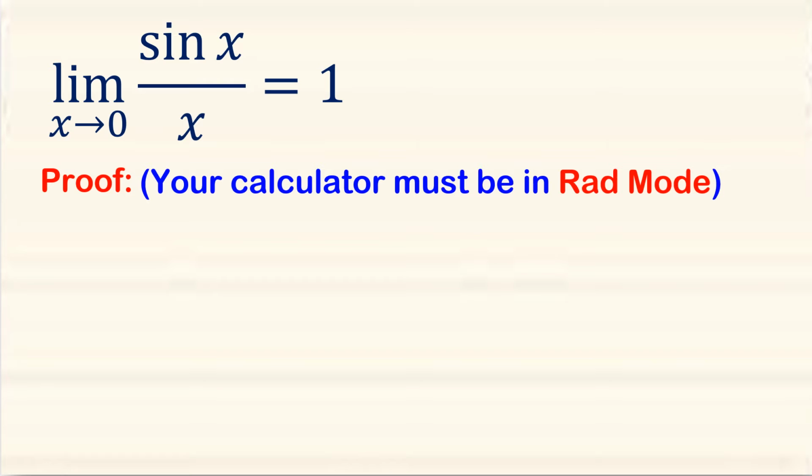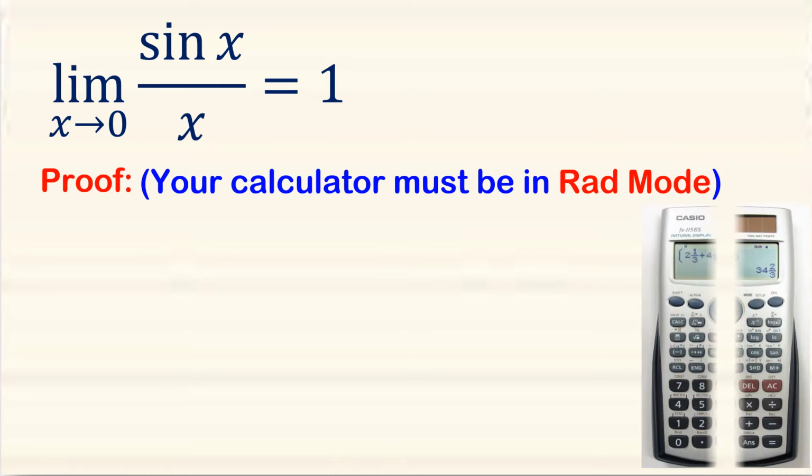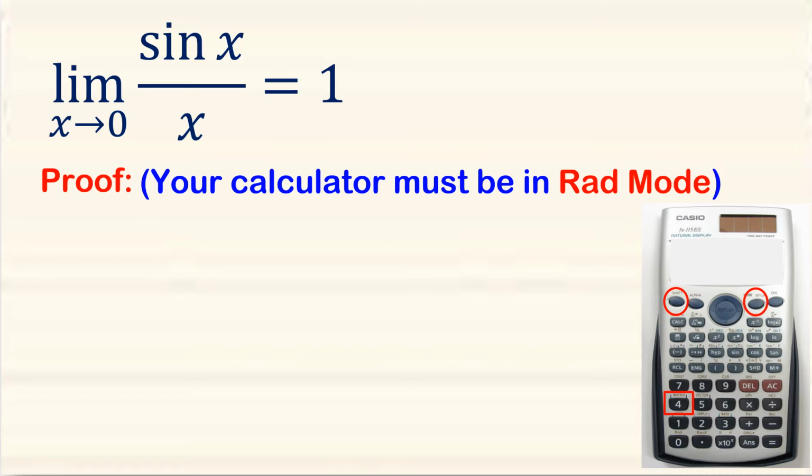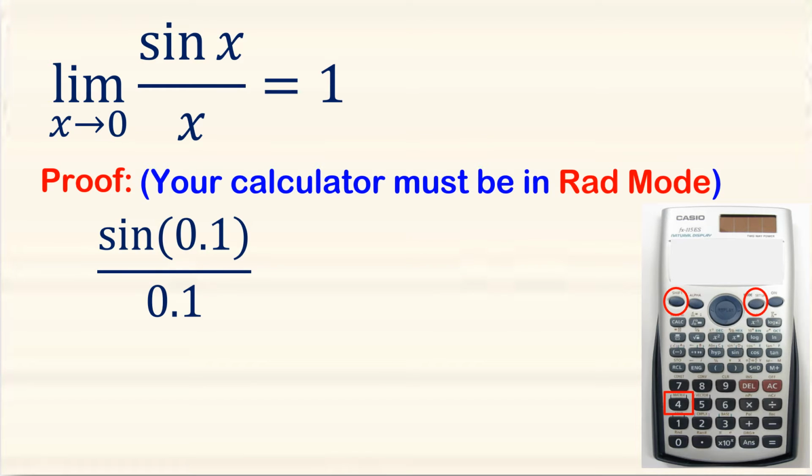So here's the proof. Using your calculator, it must be in radian mode, or rad mode. To set it up, you press shift and then the mode or setup, then choose number 4, which is the rad. So setting your calculator in radian mode, type sine 0.1 divided by 0.1. It will be equal to 0.9983, approximately equal to 1. So as you can see, as x approaches 0, it is equal to 1.